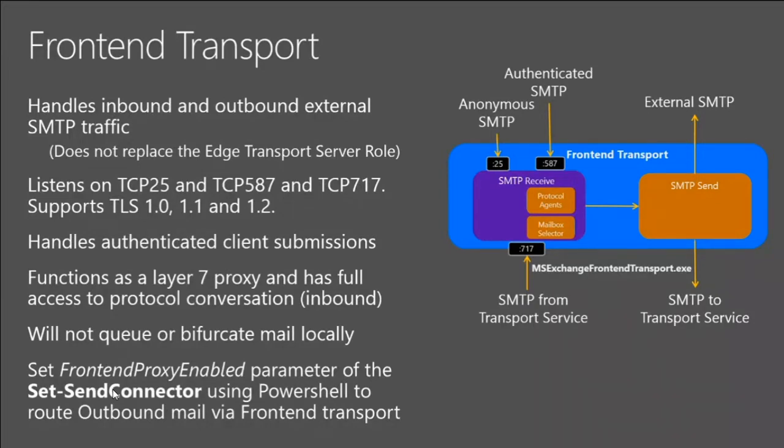The other thing to keep in mind with front-end transport is that on the way out, you don't have to go through front-end transport. The transport service can send mail out, but in some cases people prefer to have the symmetry, so mail basically goes out via front-end transport just as it came in. To do that, you have to set the front-end proxy enabled parameter on your send connector.